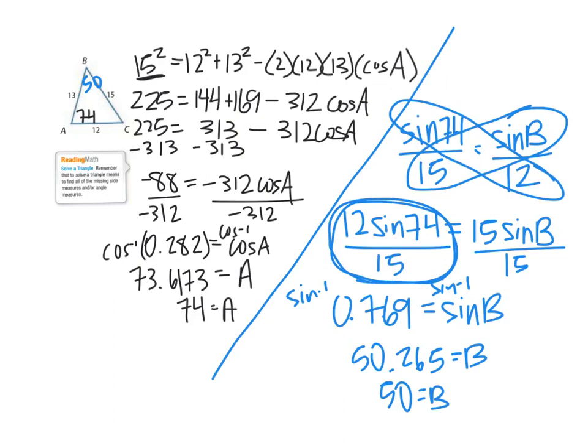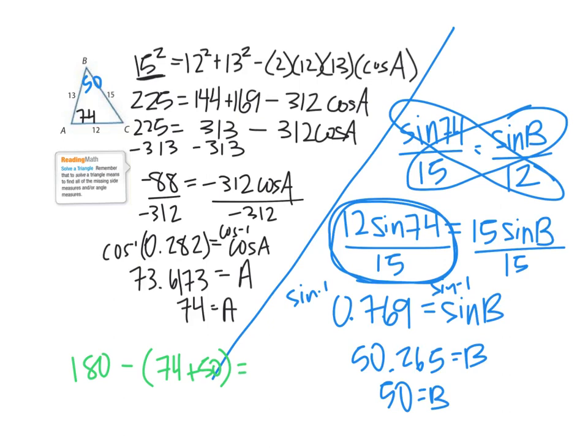All right, so now we have two angles in a triangle. Now it's really easy for us to find the third angle in the triangle. We can do 180 minus 74 plus 50.